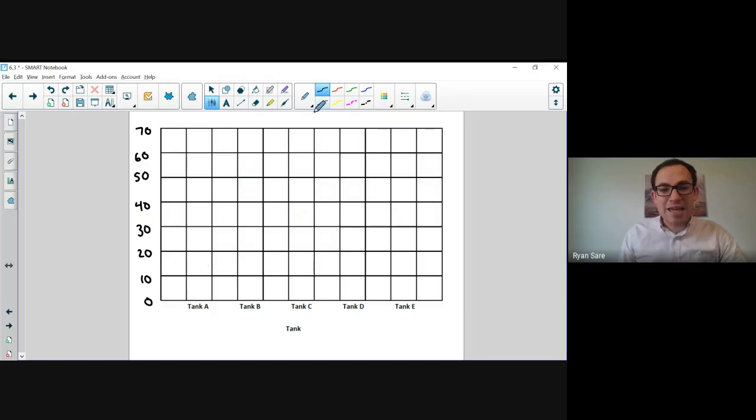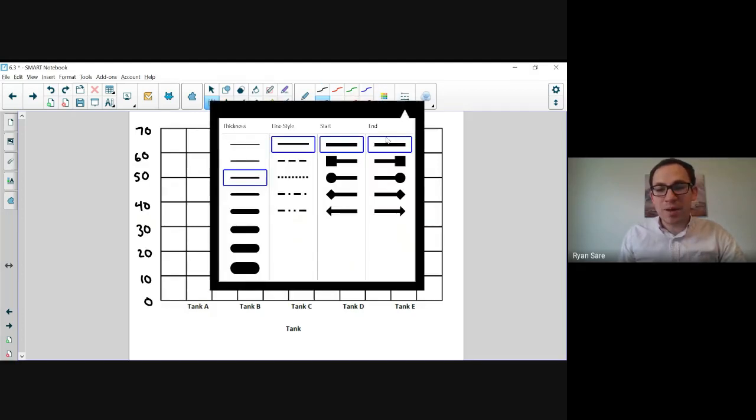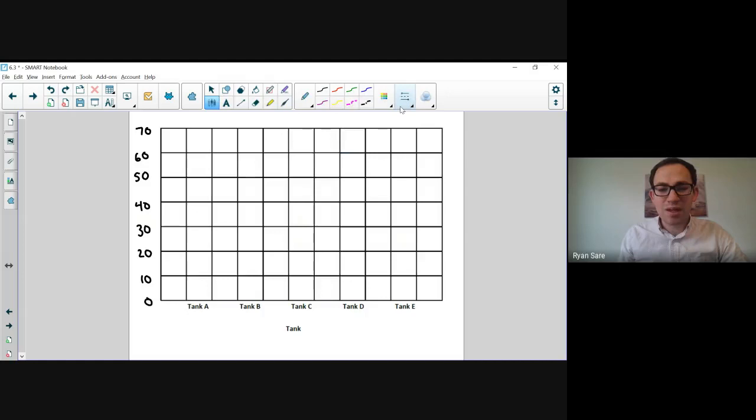So tank A, let me switch my color, get my thick pen back. It had 15 fish in it. So now I've got a problem, because if I go up, here's 10, here's 20. What do I do? Well, just like a number line, 15 is going to be in between 10 and 20. So I'm just going to draw a line here. So my scale still stays the same, but you can see that information doesn't end on one of those lines. It doesn't have to. Those lines are just there to help us.